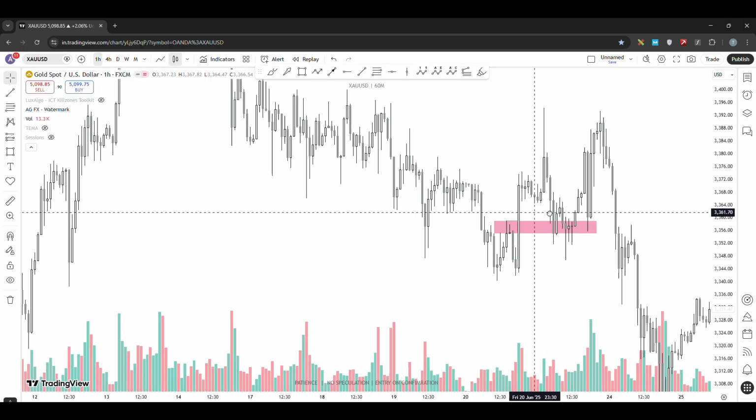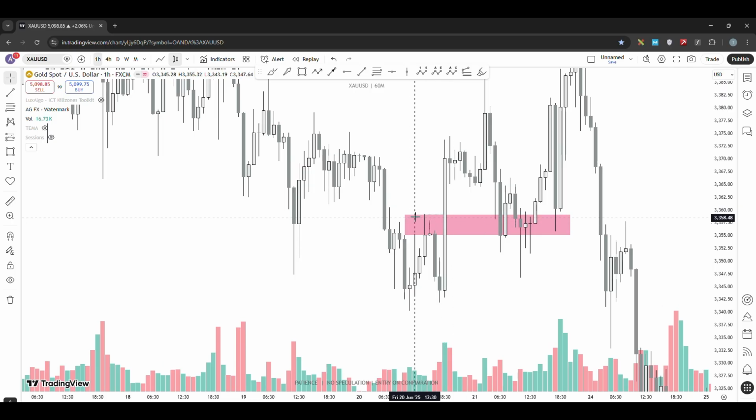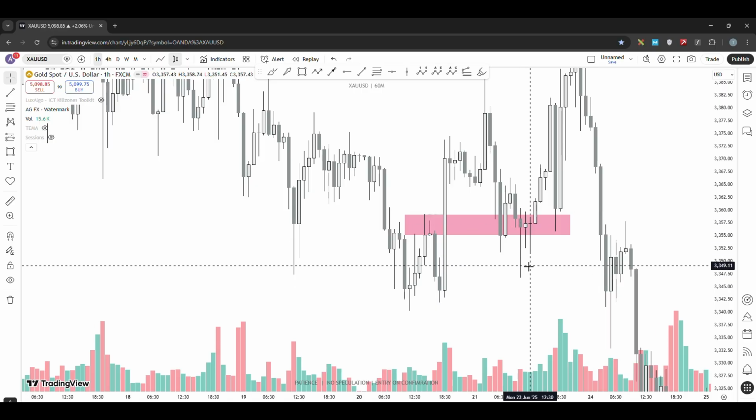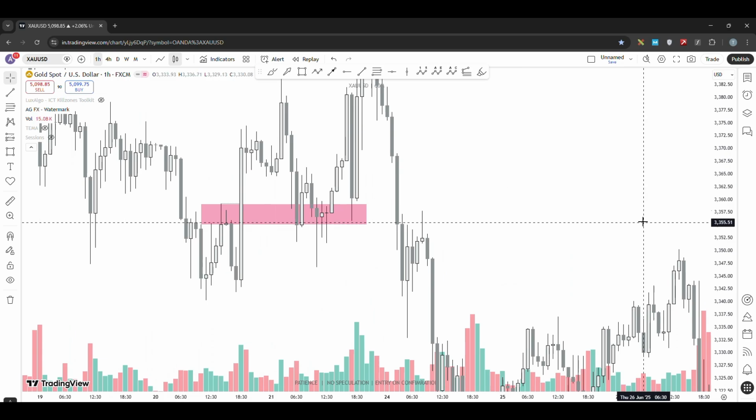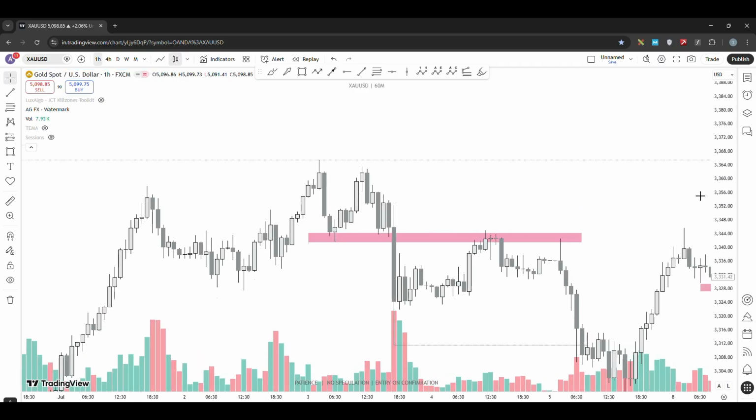Here you can see that there was a fair value gap along with the mitigation block. So this becomes a very powerful POI, and market tried to break this POI twice, right? Here it tried to break but failed. Here again the sellers tried to come but they also failed, and ultimately market had to push higher from here. So this is a very powerful POI, one of the strongest POIs that you see in the market.